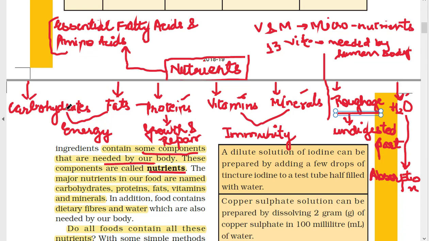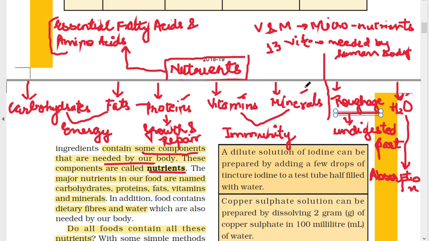When we talk about the carbohydrates and the fats, these are called the energy giving foods because carbohydrates and fats give us energy. And in fact, fats give us much more energy than the carbohydrates. Then if we talk about proteins, proteins are required for the growth and repair of our body, and that is why proteins are also known as the bodybuilding foods. So carbohydrates and fats are known as the energy giving foods, and proteins are known as the bodybuilding foods because they help in the growth and repair of the body.